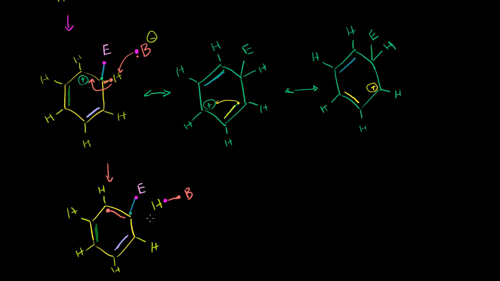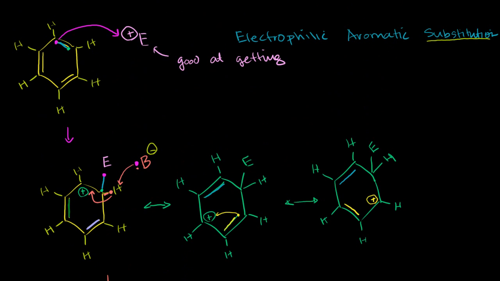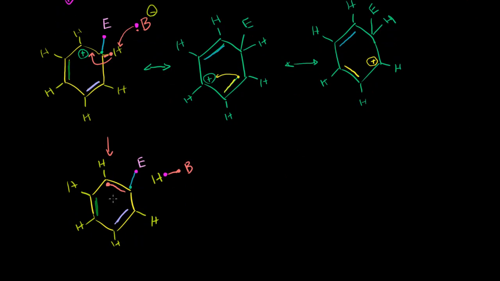But this is the electrophilic aromatic substitution. We substituted this hydrogen right here with this electrophile, or what was previously an electrophile, but then once it got an electron, it's just a group that is now on the benzene ring. By going through this little convoluted process, we finally got to another aromatic molecule that now has this E group on it. In the next video, I'll show you this with particular examples of electrophiles and bases.